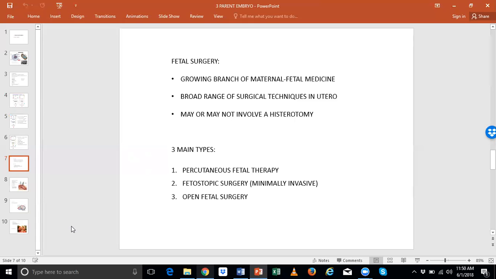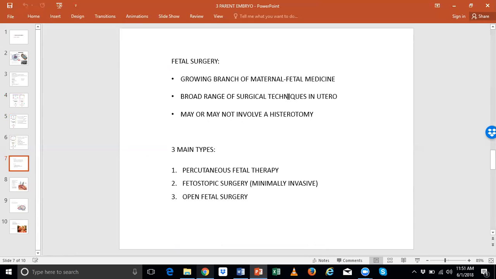And so if we can do surgery on a human fetus, that fetus becomes a patient. So my dissertation was on the human fetus as a medical patient, right? And all medical patients have certain rights. So that was my angle. At any rate, we can look at fetal surgery, which is a reality today, 20 years later. It's a growing branch of maternal fetal medicine, which is a big area in medicine today. It's a broad range of therapies and surgeries that can be done today.